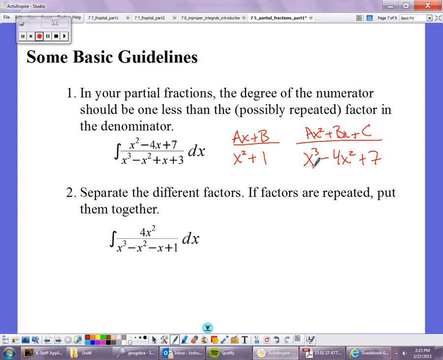The other thing is that when you factor the denominator, in order to decompose that fraction, you want to first of all factor it completely, and then separate the different factors. If the factors are repeated, and we saw 2 cases where they were repeated, put those together, but keep the factors that are different separate. Okay? I'm going to stop this one now, and I'm going to come back and do one more problem that's going to emphasize this issue about separating the different factors.